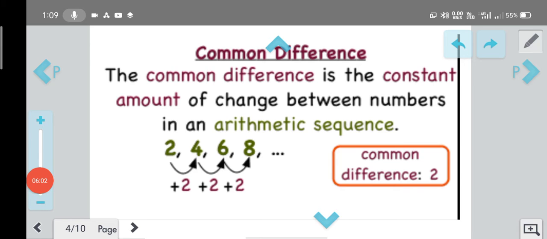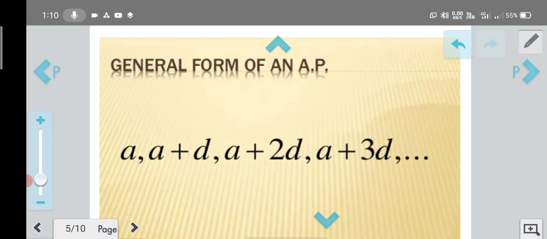Here in this sequence we can clearly see that the difference between the two consecutive terms is fixed, that is 2. So the common difference here is 2. 4 minus 2 is 2, 6 minus 4 is also 2, 8 minus 6 is also 2. Hence the common difference is 2. Now we will see the general form of this AP.